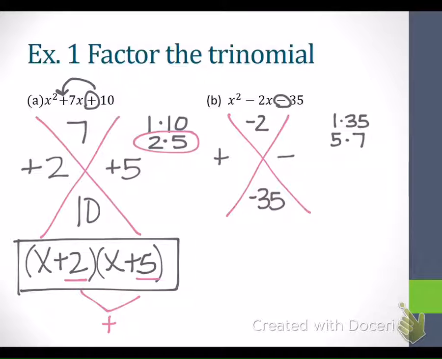Which set of factors? Are we going to be adding them this time or subtracting them? Good. Our signs are different, and we know from what we've learned we cannot add numbers together that have different signs. So we're looking for the set of factors that we subtract to get 2. So which set of factors are we going to use? 5 and 7. Good.